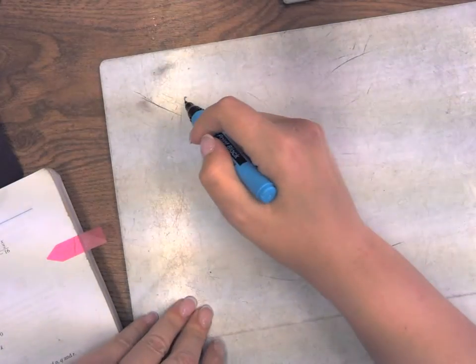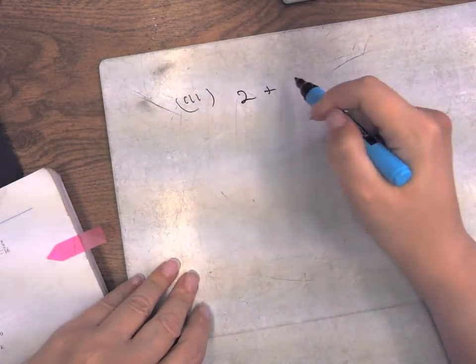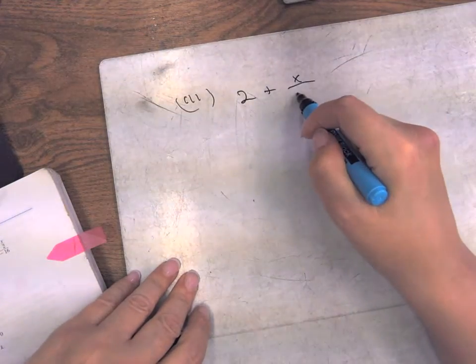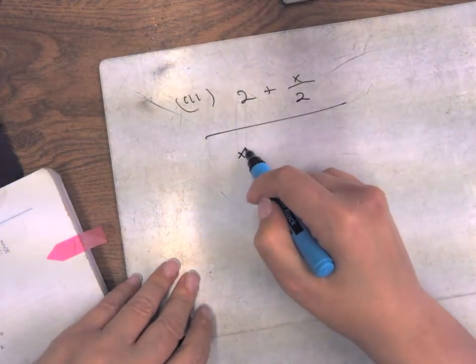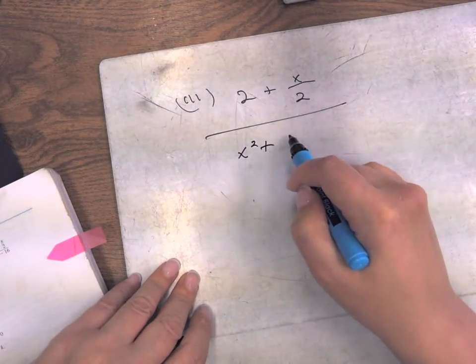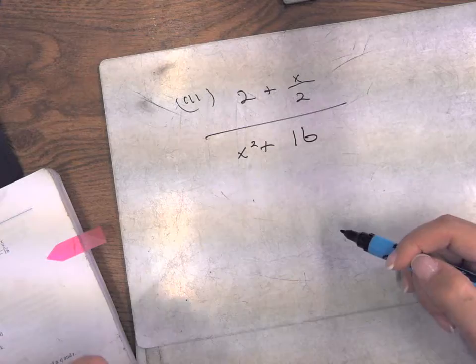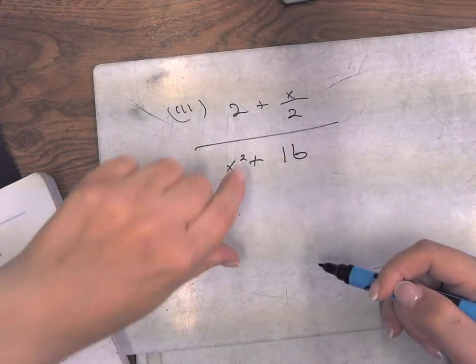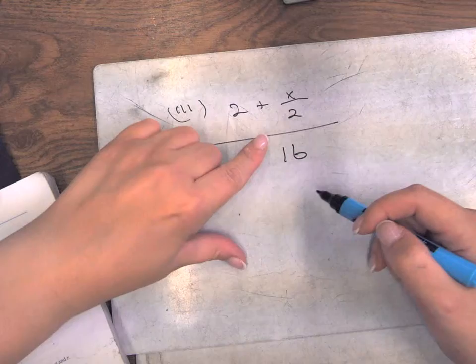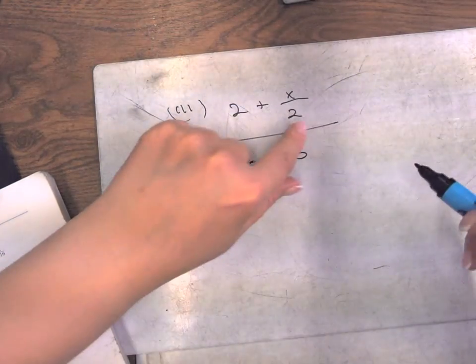Okay, so 1 part 3 reads (2 plus x over 2) all over (x squared minus 16). Right. When you have a fraction within a fraction, say that again? It's minus 16, thank you. When you have a fraction over a fraction, girls, you have to get rid of it.